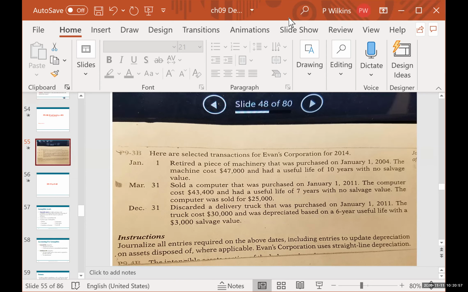March 31, sold a computer that was purchased on January 1, 2011. The computer cost $43,400 and had a useful life of 7 years with no salvage value. The computer was sold for $25,000. December 31, discarded a delivery truck that was purchased on January 1, 2011. The truck cost $30,000 and was depreciated based on a 6-year useful life with a $3,000 salvage value. So we're going to do the accounting for each one and figure out how to do the process.